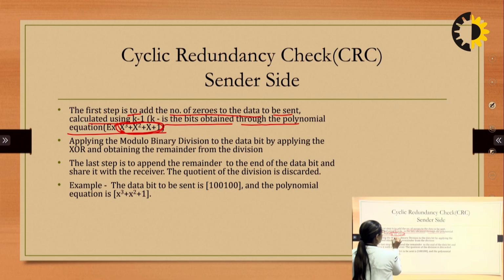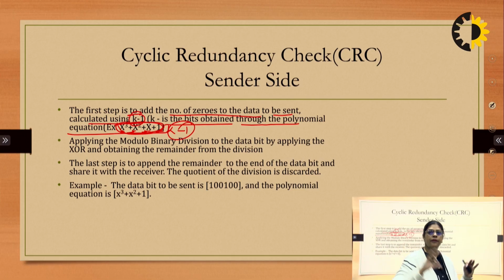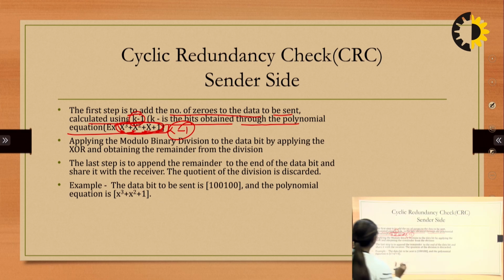See here, 1, 2, 3, 4. If there are 4 bits, we will be adding 3 bits, meaning k-1 bits will be the extra bits which we will be adding to the data, and then we are sending it to the receiver.